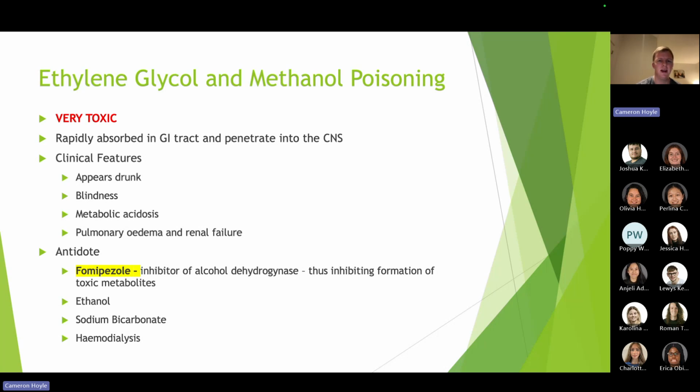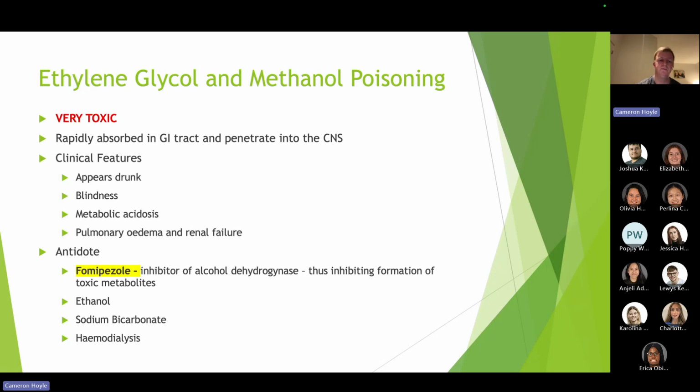Your ethylene glycol you'll find in antifreeze, so please don't go drinking antifreeze. But that's why you need to keep things out of the way of kids and things, because the smaller doses can be very, very toxic in children. 5 mils of ethylene glycol in children can be fatal.